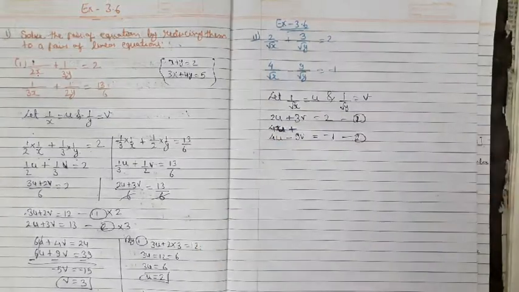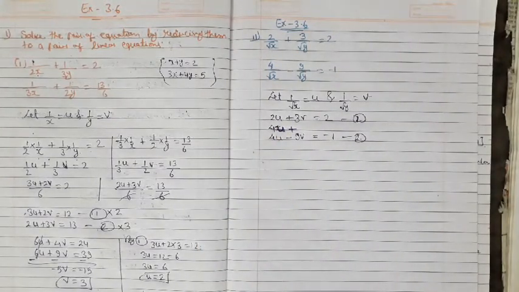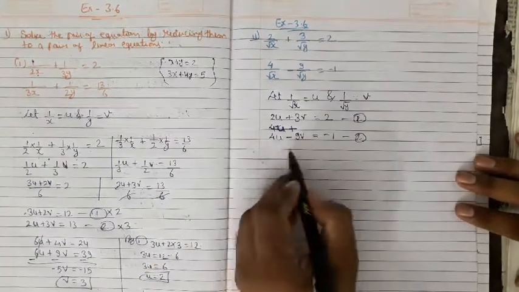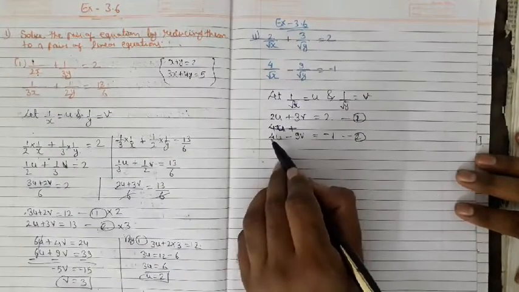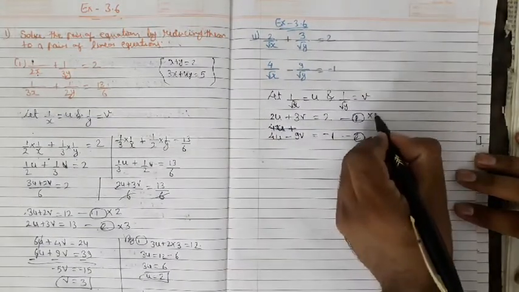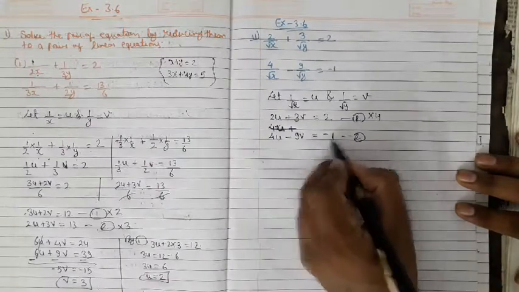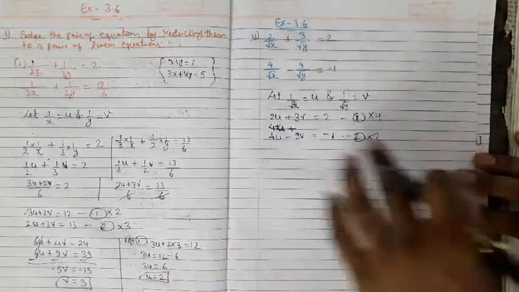We can solve these equations by the elimination method. Why am I focusing again and again on the elimination method? Because elimination is easier than the other two methods. Now for that we'll multiply equation number first by 4 and equation number second by 2. Okay, you know why I am multiplying them.